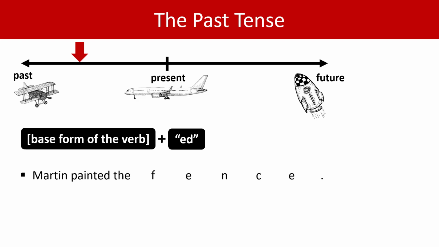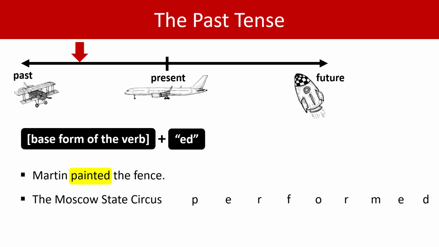For example, Martin painted the fence. Painted is made up of the base form of the verb to paint, without the word to, and then you add ed on the end. Let's look at another example. The Moscow State Circus performed in Boston last year. Performed is our verb in the past tense. It is made up of the base form of the verb to perform plus ed. Remember, the base form is the version you will find in the dictionary.